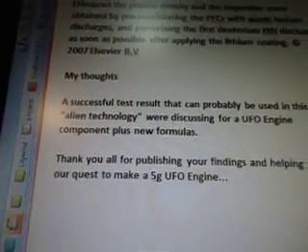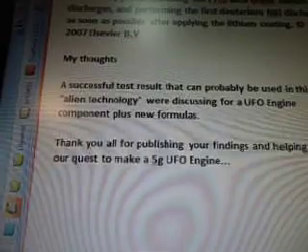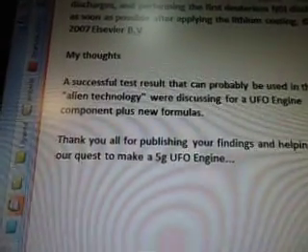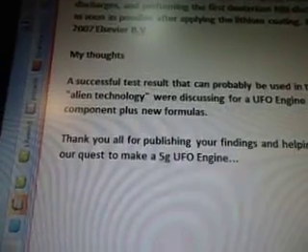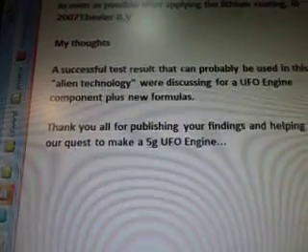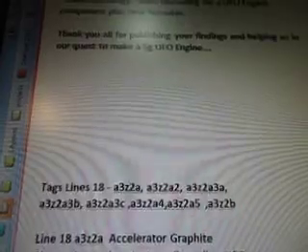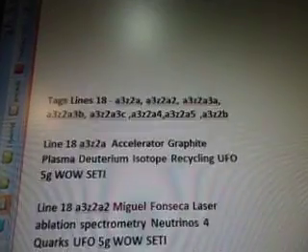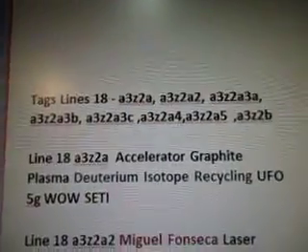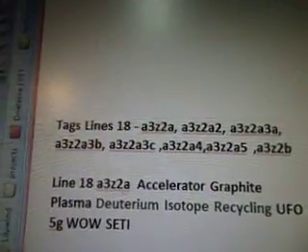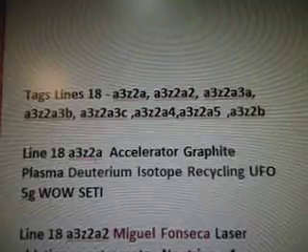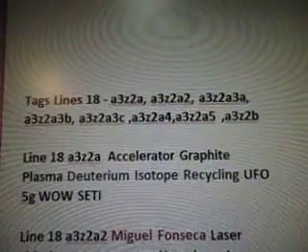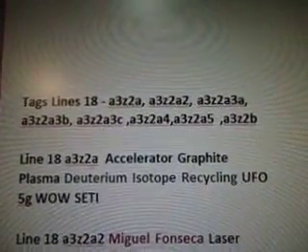A successful test result that can probably be used in this alien technology we're discussing for a UFO engine component, plus new formulas. Thank you all for publishing your findings and helping us in our quest to make a 5G UFO engine. So I'm going to show you the different videos that have come up so far. As of February 22nd, this is how much research I've done so far, just tonight alone. It took me several hours to do this.